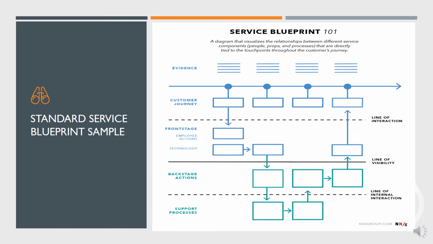As mentioned also, there are lines or primary lines, and these are line of interaction. It depicts the direct interaction between the customer and the organization. Next is the line of visibility. It separates all service activities that are visible to the customer from those that are not visible. And the next line is line of internal interaction. It separates contact employees from those who do not directly support interactions with customers or users.